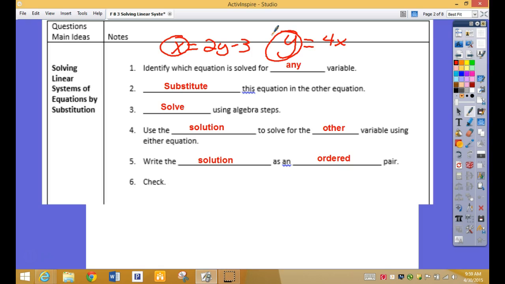Then you're going to substitute this equation in the other one. So you'll take that or that and you'll substitute it. Then you solve it using your skills of solving equations. You use the solution to solve for the other variable using either equation. I'll show you that in a sec. And then write the solution as an ordered pair. And then you'll check it. I'll show you how to check it to see if you did it right.